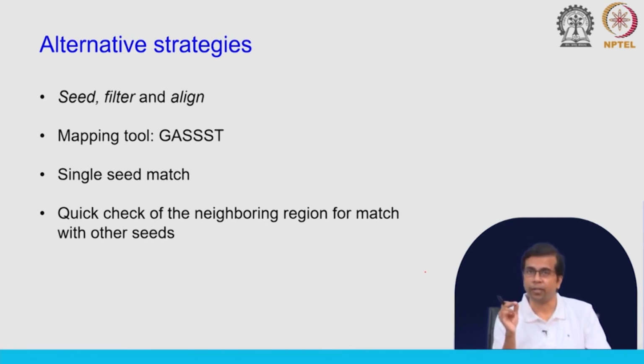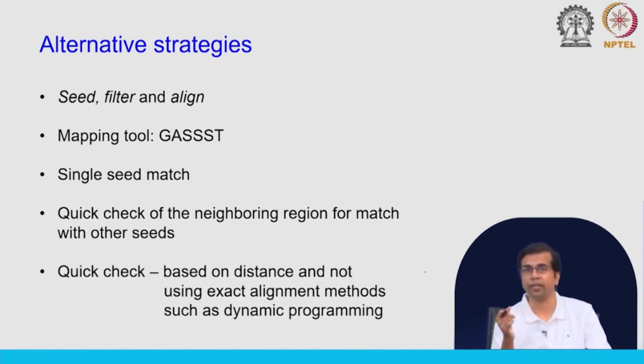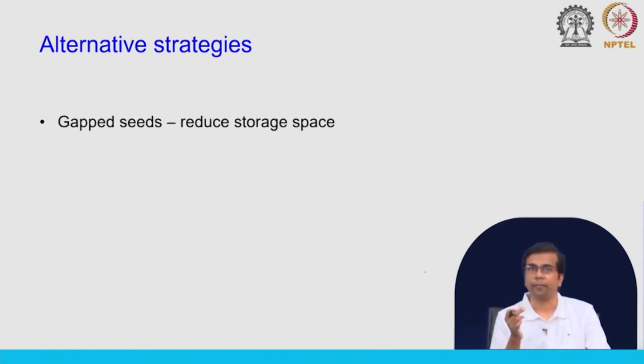How does it actually quickly check? Do you think it is just an align or extend method? It is not. It is a very fast algorithm based on distance. It just counts the number of bases in the seed versus the neighborhood and sees which is likely to be a match and which is not. If it is a match, you are likely to have a similar number of bases in the neighborhood of that seed. So, it is not using an exact alignment method such as dynamic programming, which is time consuming, but a very fast distance based method. So, it works pretty well.